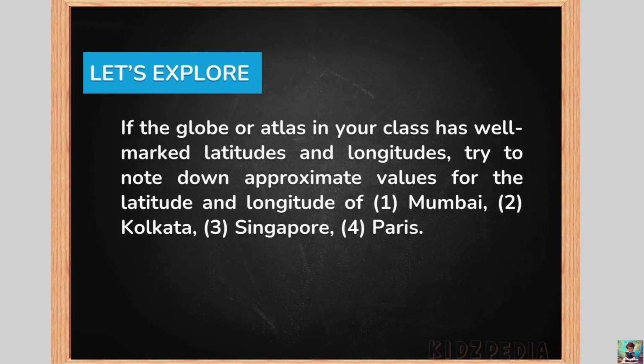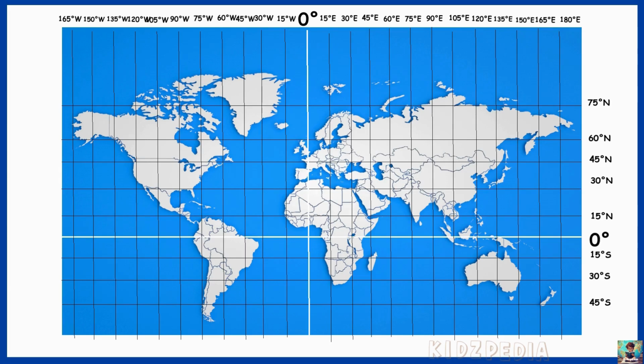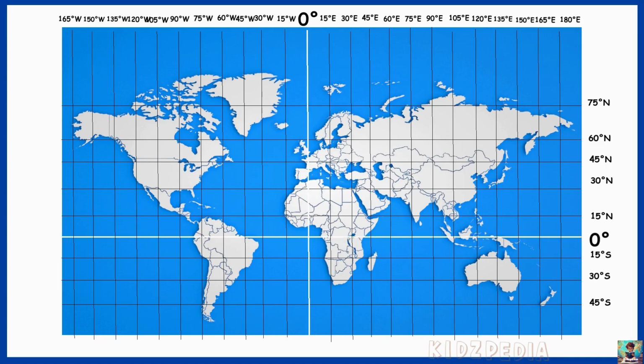Let's explore. If the globe or atlas in your class has well-marked latitudes and longitudes, try to note down approximate values for the latitude and longitude of Mumbai, Kolkata, Singapore, and Paris. If your globe or atlas has clear lines for latitude and longitude, look for these cities on the globe. Then note down its latitude, how far it is north or south from the equator, and its longitude, how far east or west from the prime meridian. This will help you practice using grid lines to find places on Earth.